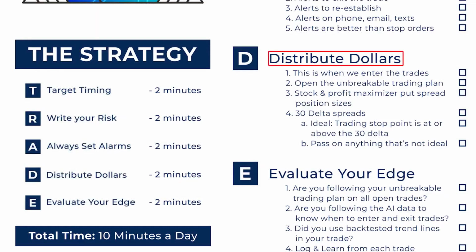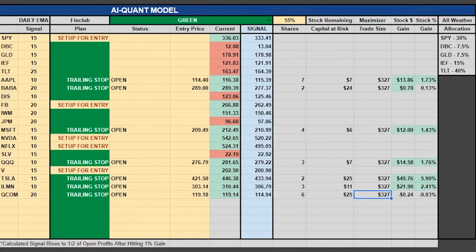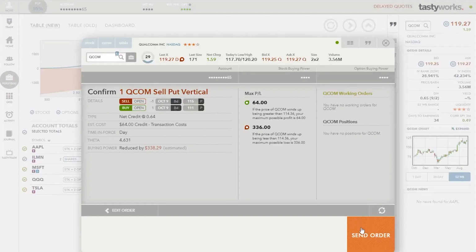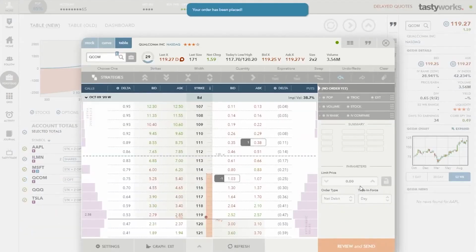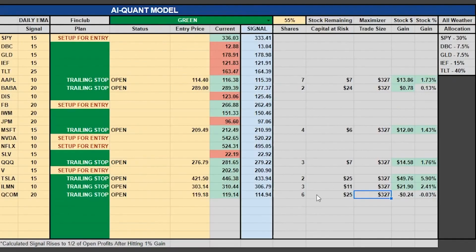Okay, now distribute dollars. Open the Unbreakable trading plan, which you already have. We know our stock and profit maximizer position sizes. We have a 30 delta. And it is good pricing that I like to see. Send order. We are filled. I love being filled.